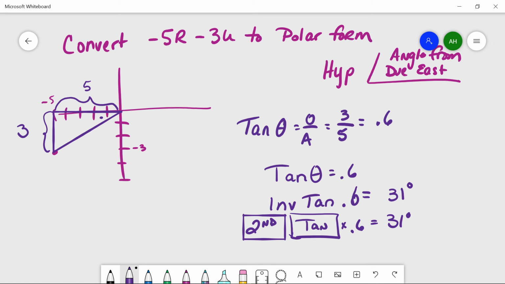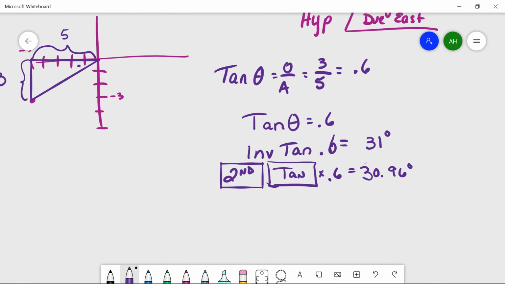So you monkey around with that. It doesn't actually give me 31 degrees. It actually gives me like 30.96. So you guys play around with your calculator and figure out what you need to do. So what this tells me is that the angle is going to be 31 degrees.